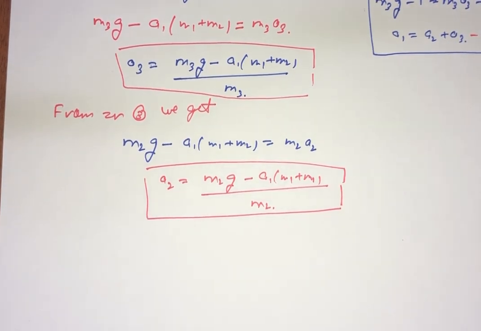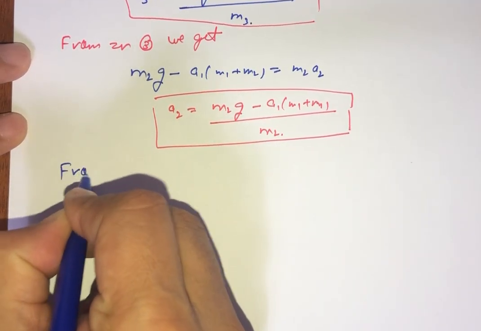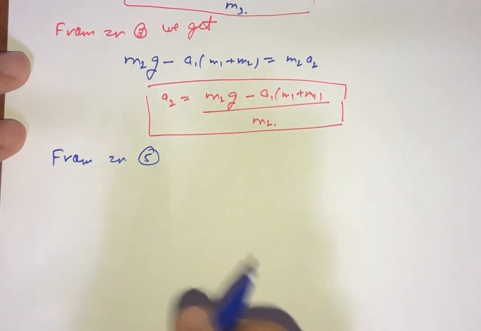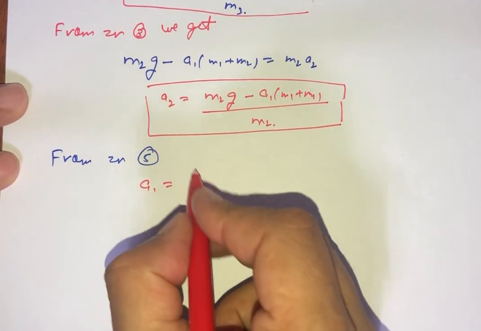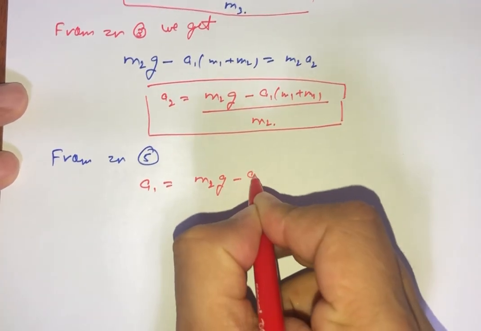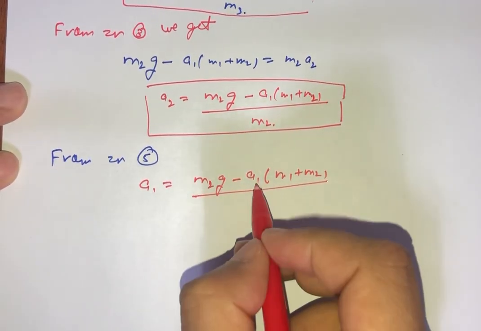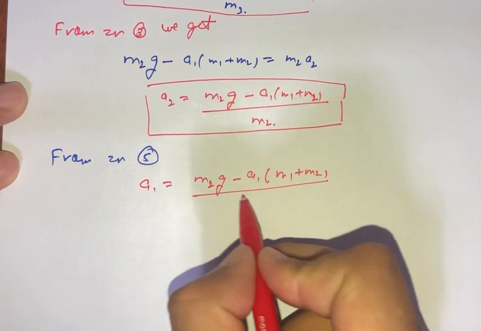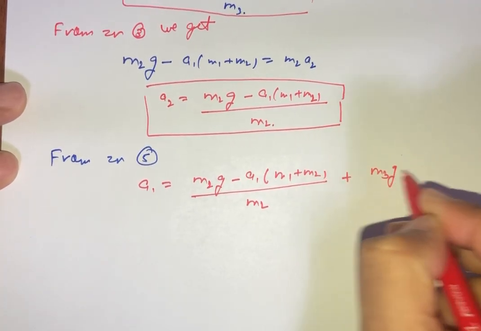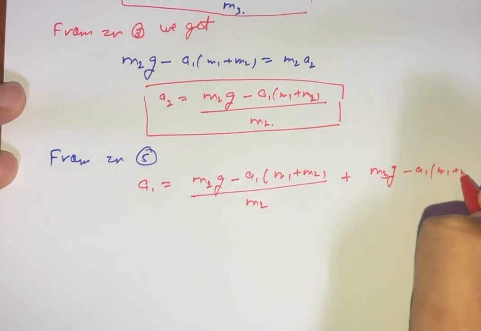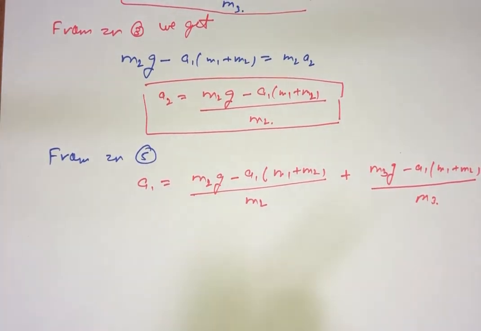Okay, and this was our equation number 5. So we are going to put this value in equation 5. Okay, so we can write from equation 5 we get a1 and a2 is (m2 g minus a1 (m1 plus m2)) divided by m2 plus we have (m3 g minus a1 (m1 plus m2)) divided by m3.